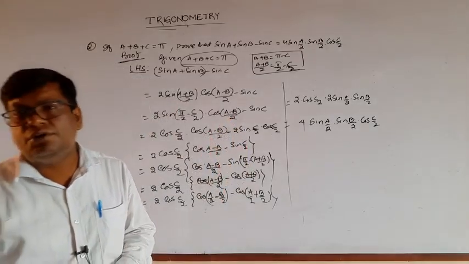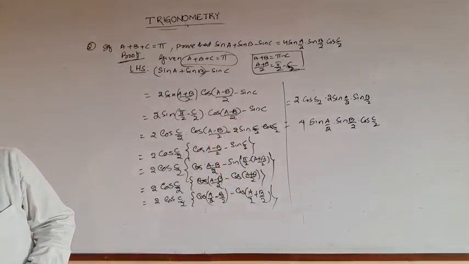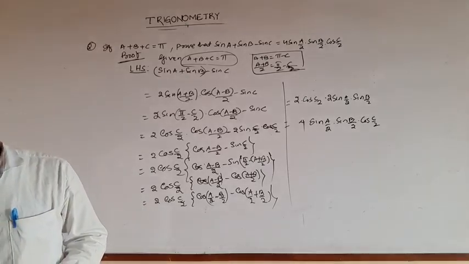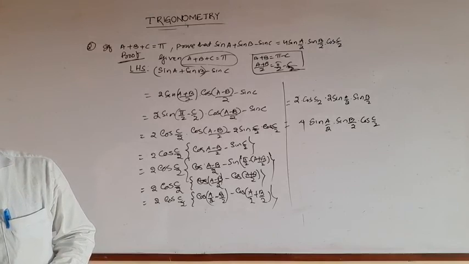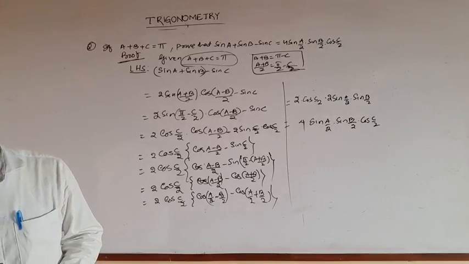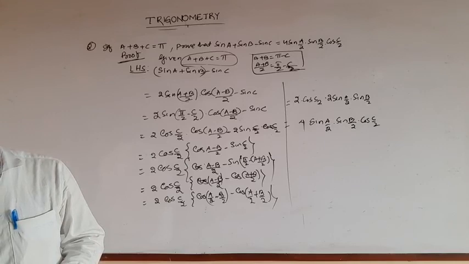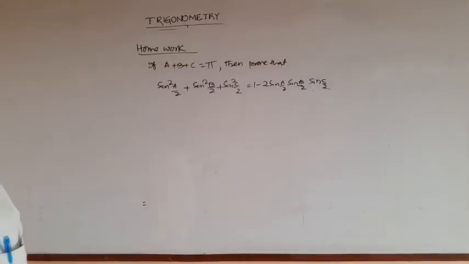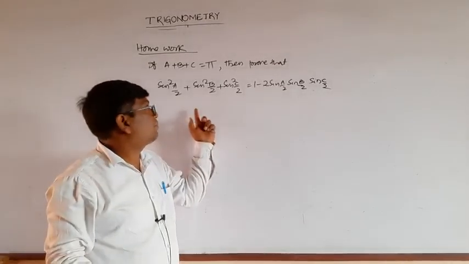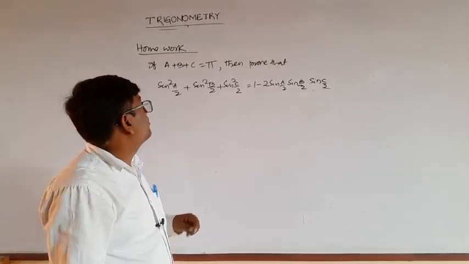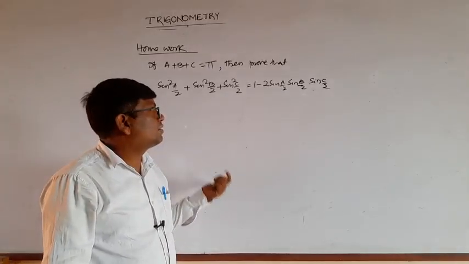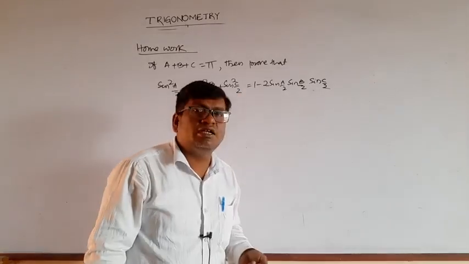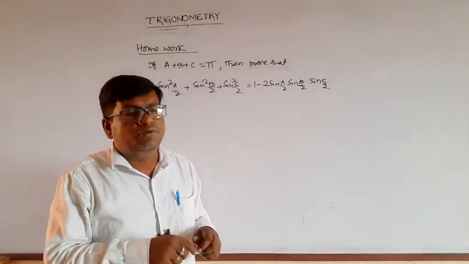Now one homework for you. If A plus B plus C is equal to pi, then prove that sin square A by 2 plus sin square B by 2 plus sin square C by 2 is equal to 1 minus 2 sin A by 2 into sin B by 2 into sin C by 2. This is homework for you.